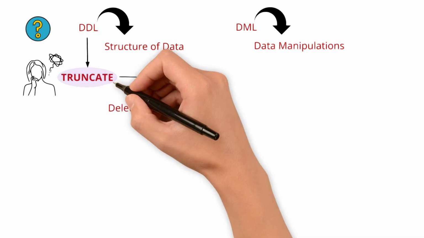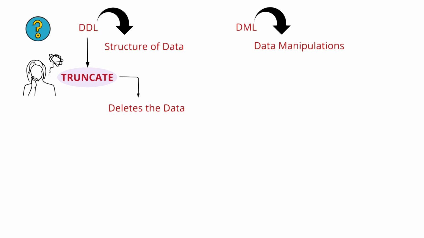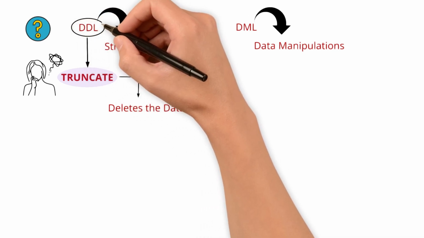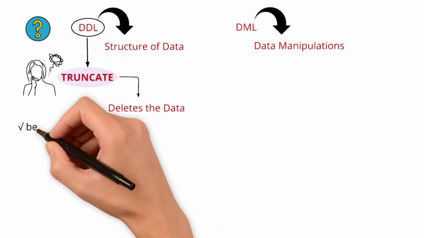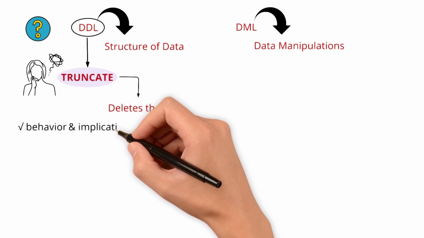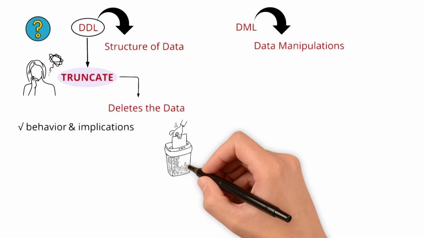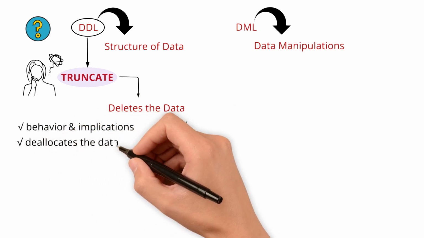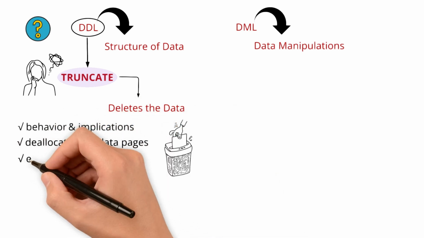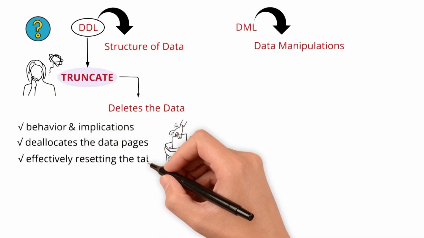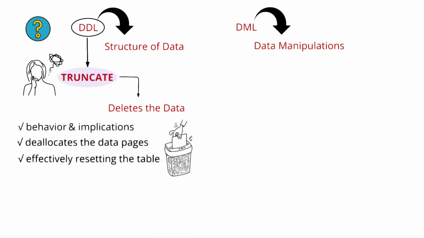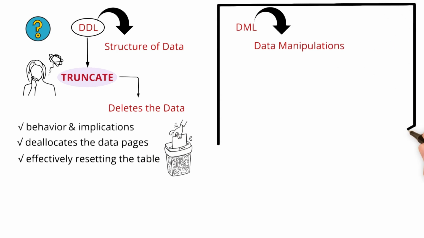Although truncate physically removes data from a table, it's classified as a DDL command due to its underlying behavior and implications. Meaning, when the records are deleted using the truncate command, it deallocates the data pages associated with a table, effectively resetting the table to its initial state without any data rows.